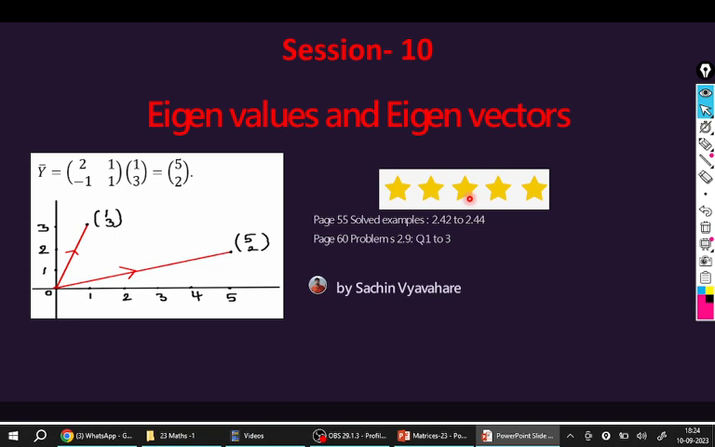Before we start this topic, you should know the meaning of the word eigen. Eigen is a Latin word, and its meaning is special. So these are some special values and special vectors of the matrix. What is the special thing about these values and vectors? We'll discuss it. Before that, you can see here one linear transformation.